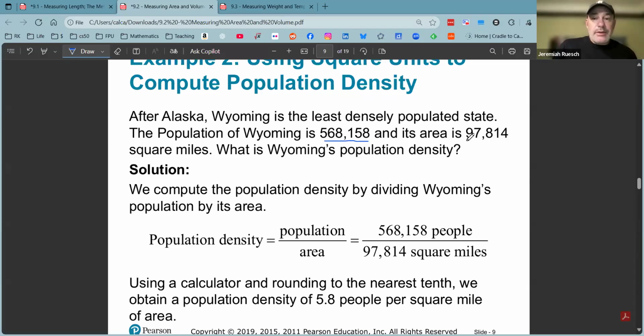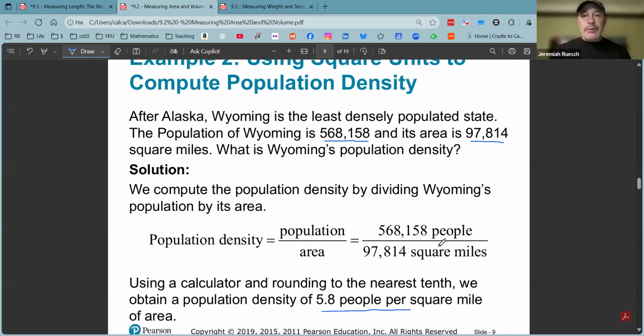Well, that would be the number of people per square mile. Okay, so population over area. That's what it's saying here. So we have 568,158 people divided by the 97,814 square miles, which gives approximately 5.8 people per square mile. Okay, so roughly almost 6 people per square mile. And remember, a square mile is 640 acres.